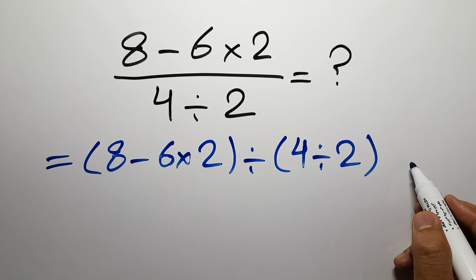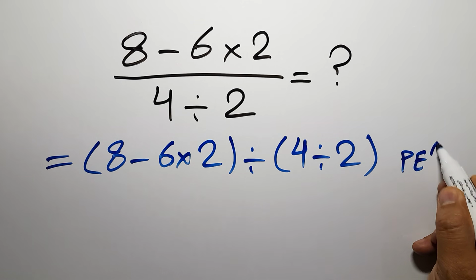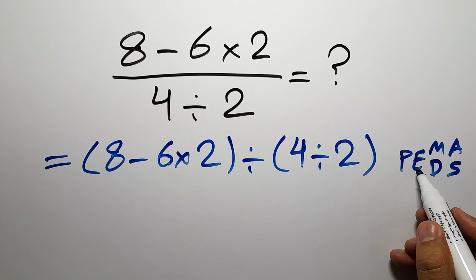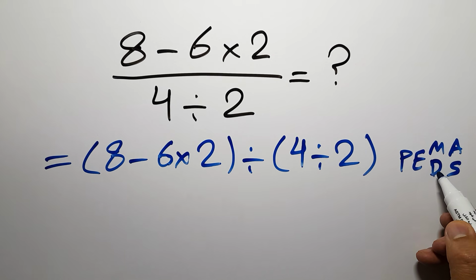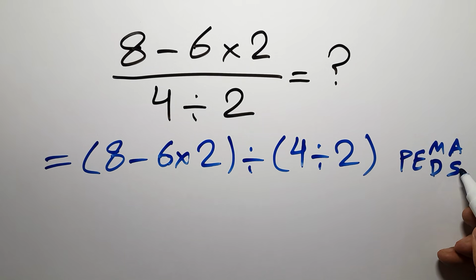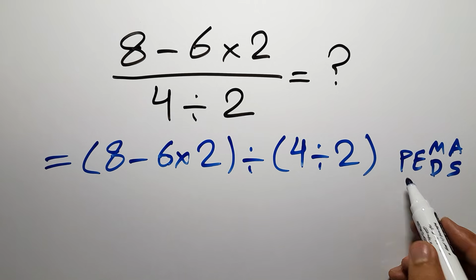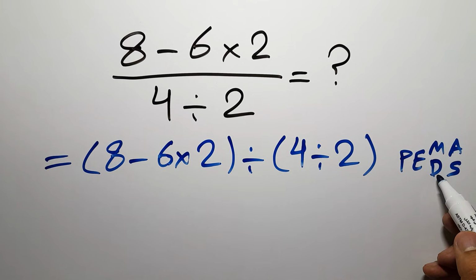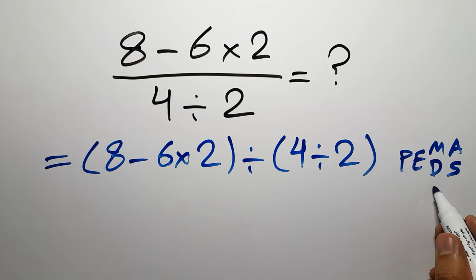According to the order of operations, which is PEMDAS, P stands for parentheses, E stands for exponents, M and D stand for multiplication and division, and A and S stand for addition and subtraction. First, we have to do parentheses, then exponents, then multiplication or division, and finally addition or subtraction. We need to pay attention that multiplication and division have equal priority and we have to work from left to right. And the same applies to addition and subtraction.